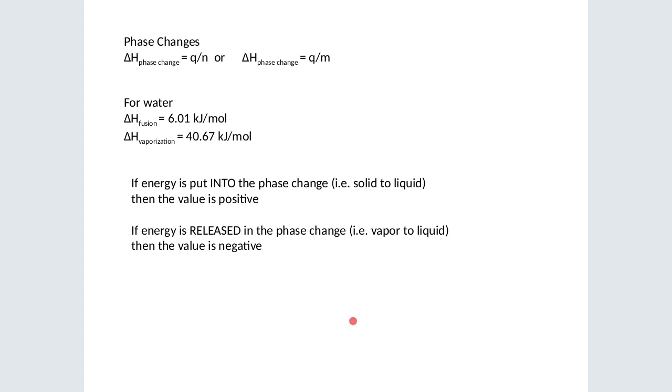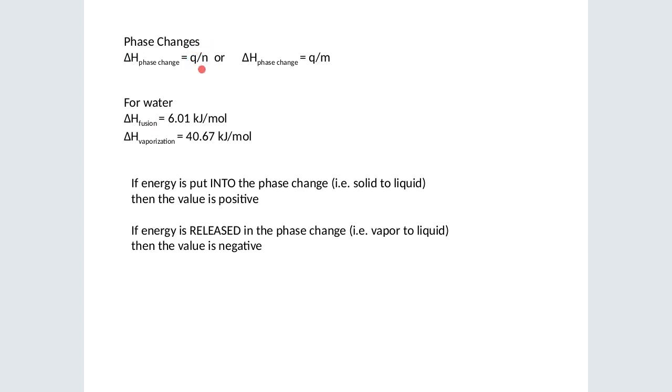All right, now what about phase changes? So we have the equation for temperature changes, Q equals mc delta T. Well, for phase changes, the formula looks like this. You have the delta H of phase change, and we could be talking about fusion or melting, or the delta H of vaporization or sublimation, whatever that phase change is, there's a delta H value equals Q, heat, over the amount.